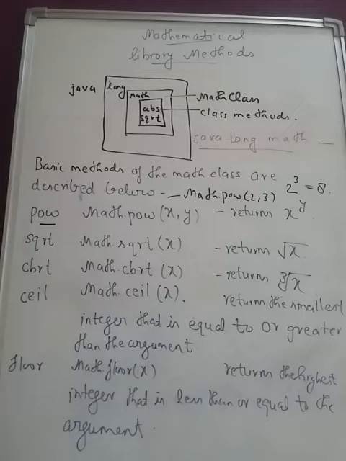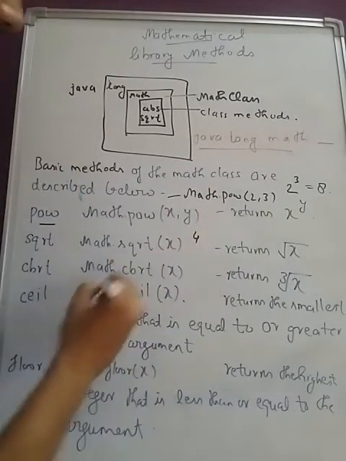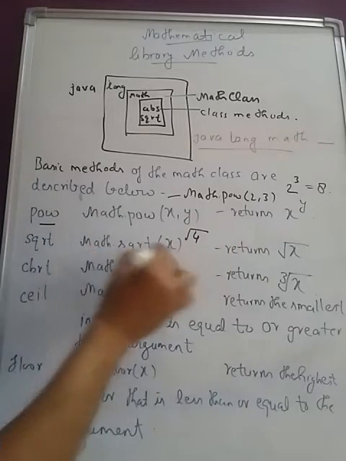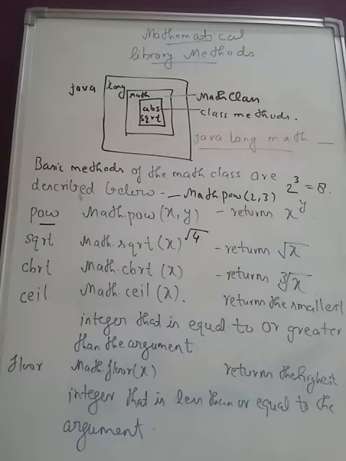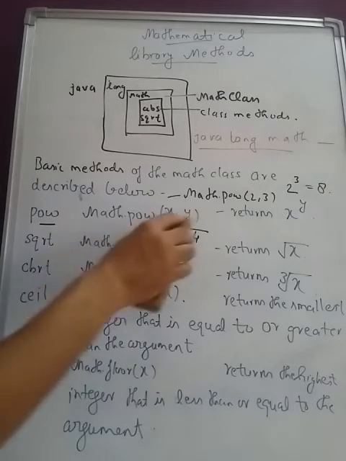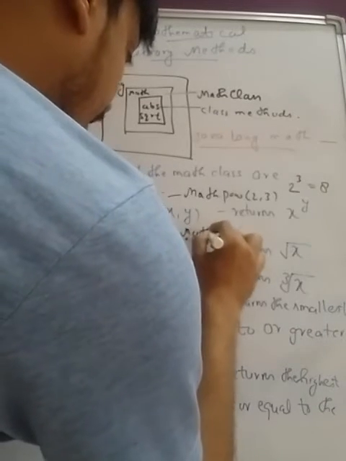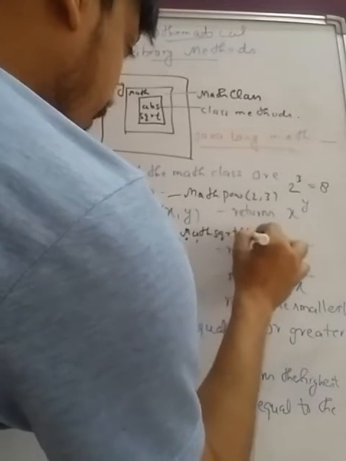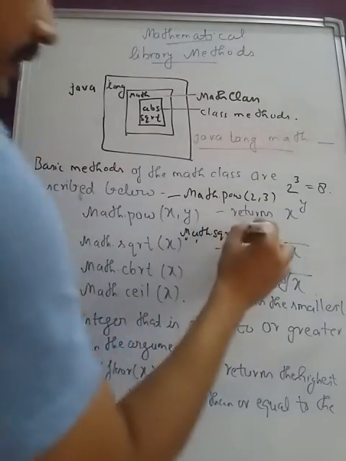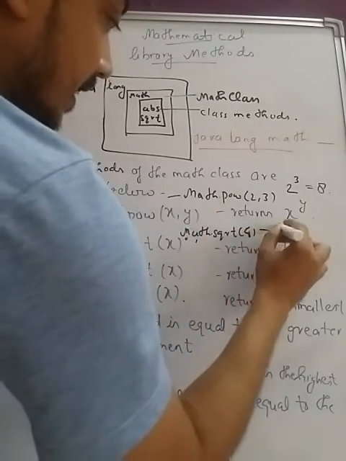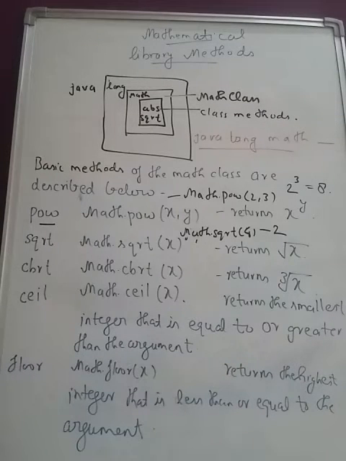Next is sqrt, or square root. Suppose we have to calculate the square root of a number, like the square root of 4. We apply this function, Math.sqrt, and in the bracket you write 4, like Math.sqrt(4). It returns the value of the square root, and the square root of 4 is 2. So this will be the end result.